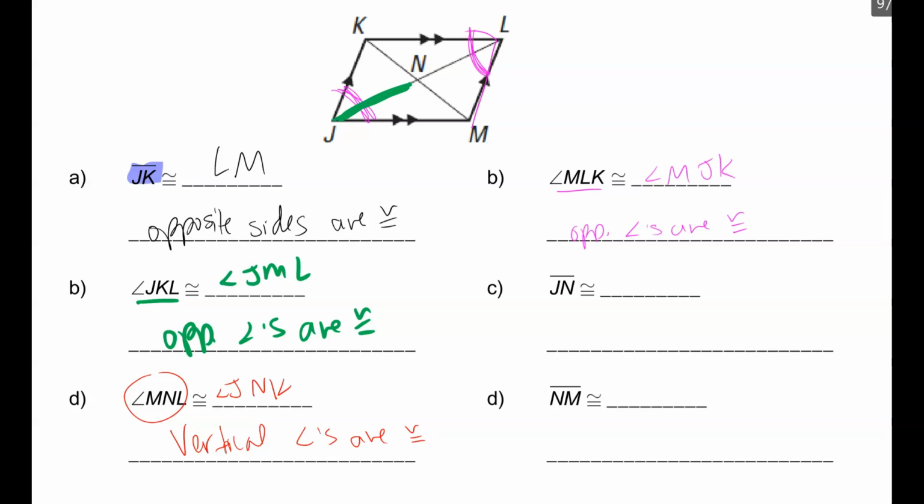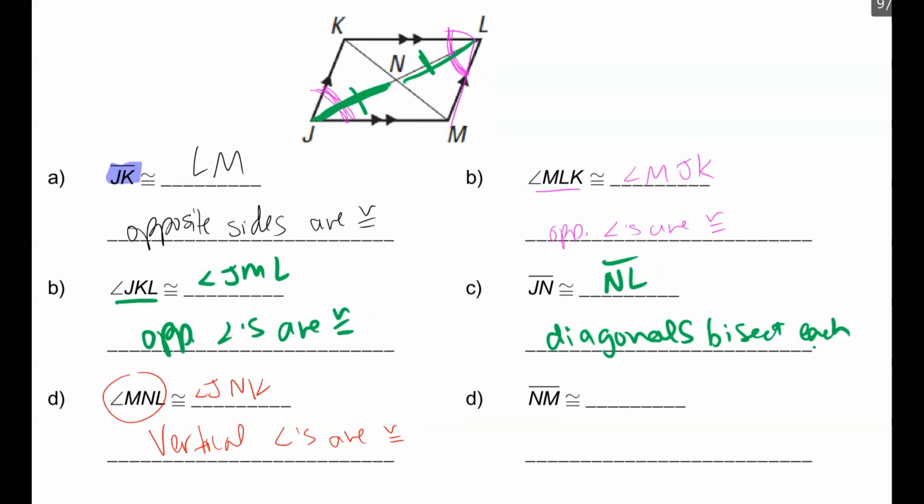Keep going, JN. So JN is right here. It is half of the diagonal. We know diagonals bisect each other. So that means this will be a congruent segment, NL. NL will be congruent because diagonals bisect each other. Awesome.